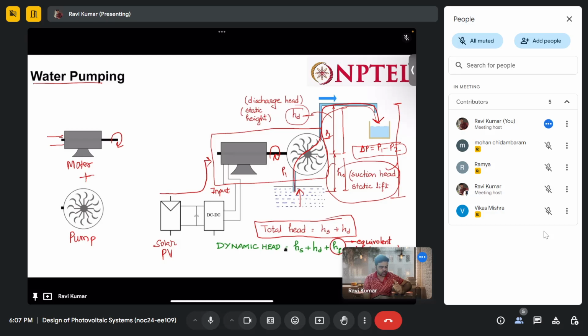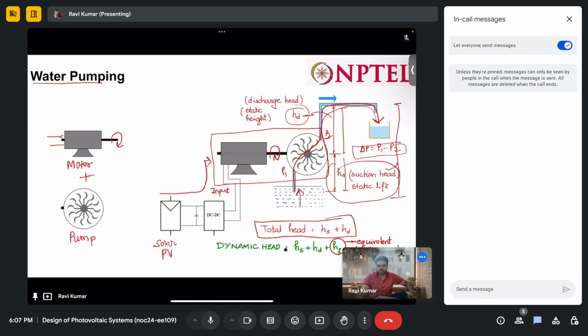there is another term, that is friction head. So can you just tell me what are the causes of this friction head? You can write in the chat box. What might be the reasons for?